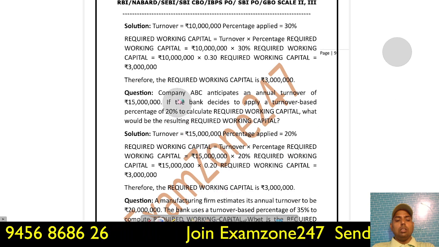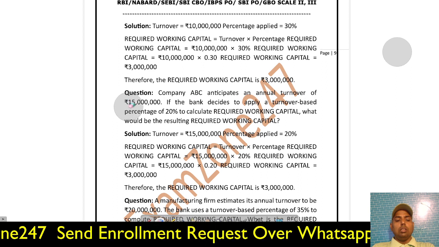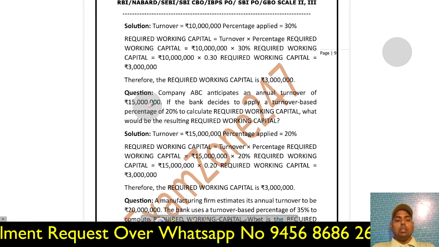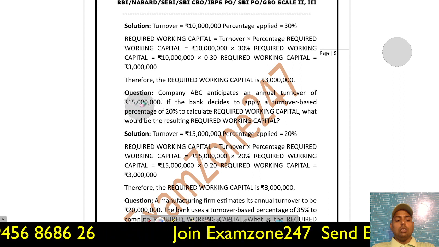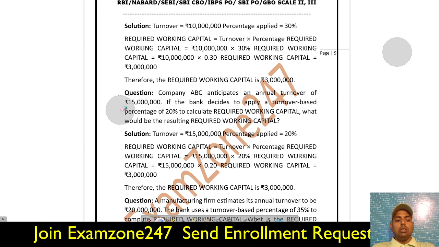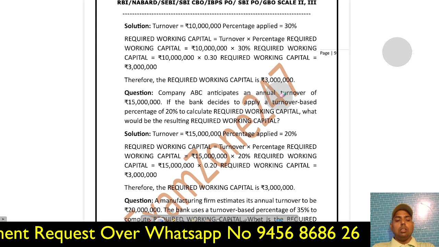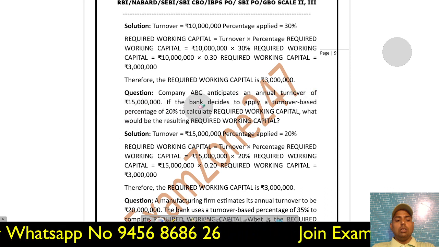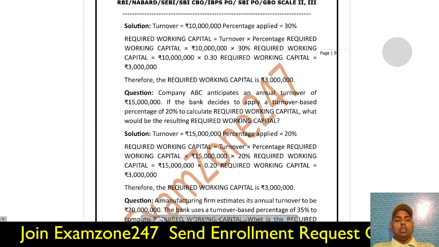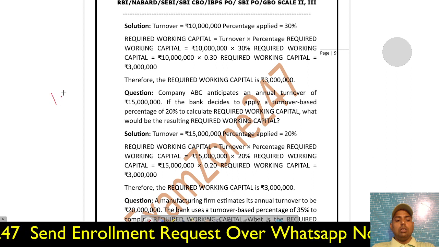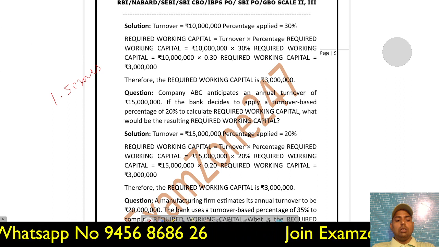Now next question: if company ABC anticipates an annual turnover of rupees 15 crore. No, it is 1 crore 50 lakhs. A company ABC anticipates an annual turnover of rupees 1 crore 50 lakhs, meaning 1.5 crores. The company is expecting that 1.5 crores will be its projected annual turnover.